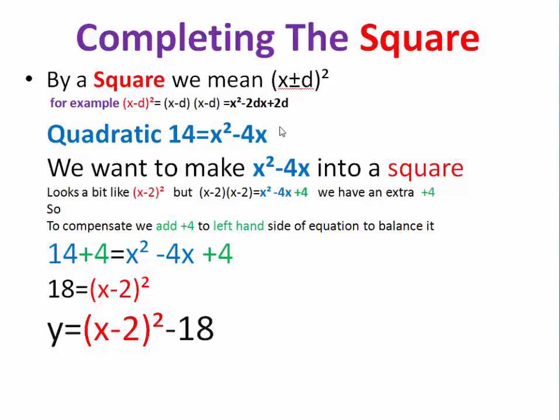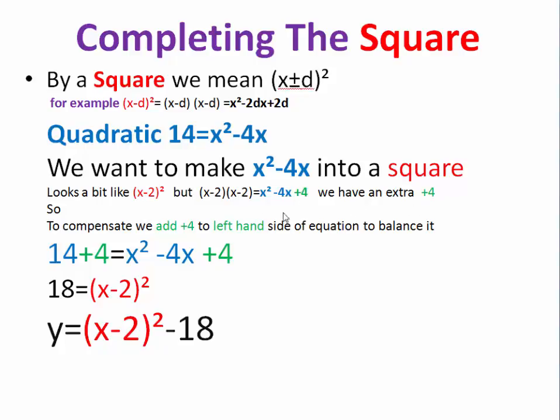So we're given a quadratic, 14 equals x squared minus 4x. We want to make this side into a perfect square. Looking at this, x squared minus 4x looks a bit like x minus 2 squared. But if we multiply x minus 2 squared out, it turns out to be x squared minus 4x plus 4. So we've got this extra plus 4.